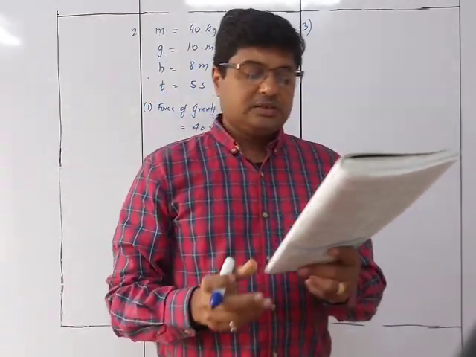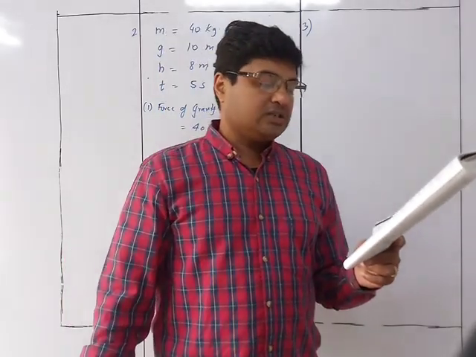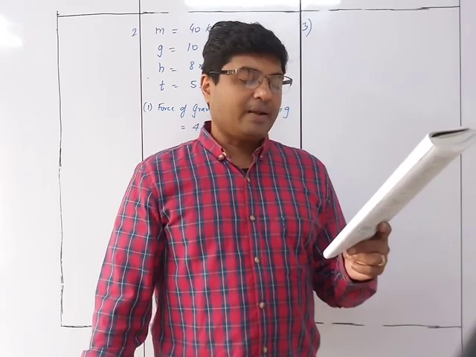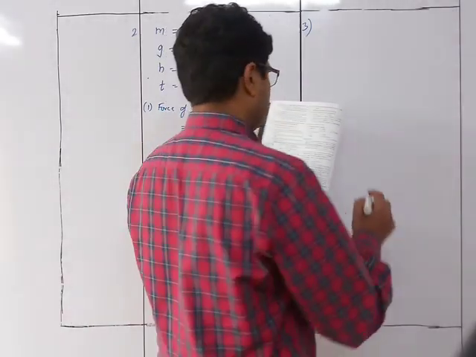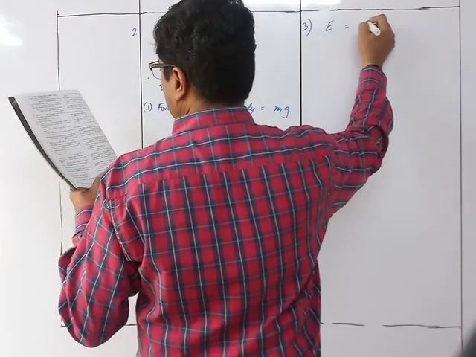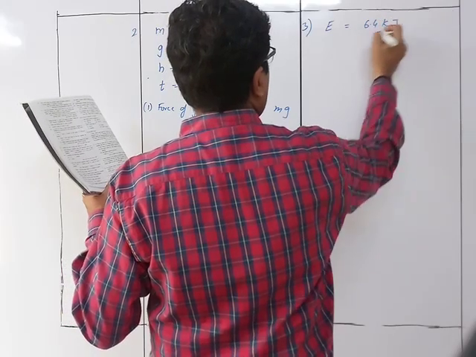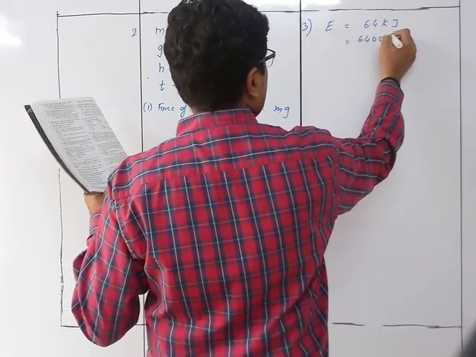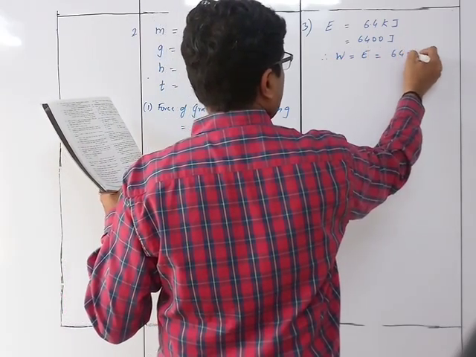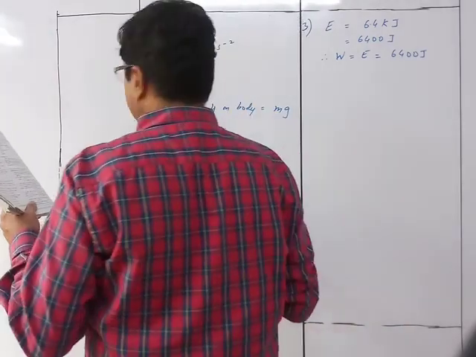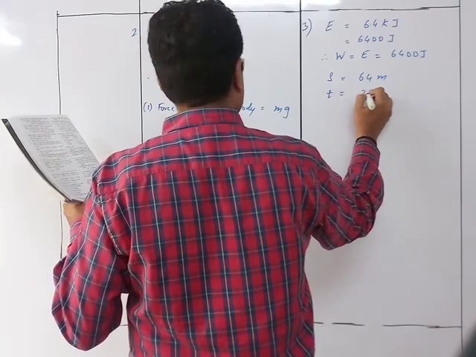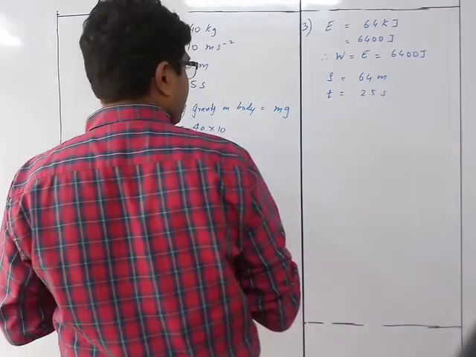A man spends 6.4 kilojoule energy in displacing a body by 64 meters in the direction in which he applies force in 2.5 seconds. So the first one is the man spends energy. So energy E is equal to 6.4 kilojoule is equal to 6400 joule. Therefore, work is equal to energy is equal to 6400 joule. The next thing they have given me is displacement S is equal to 64 meters, time is equal to 2.5 seconds. You need to calculate the force first.